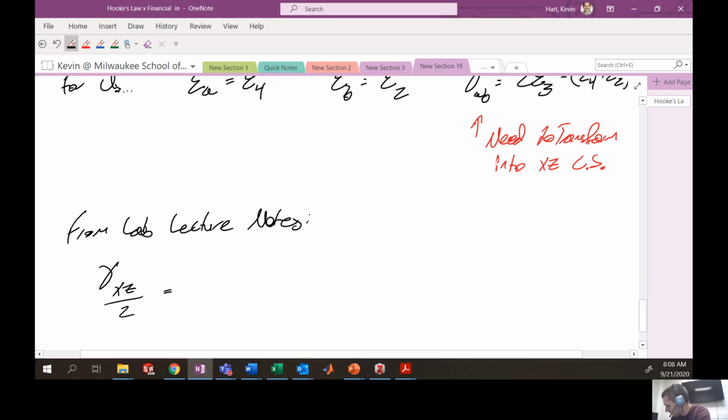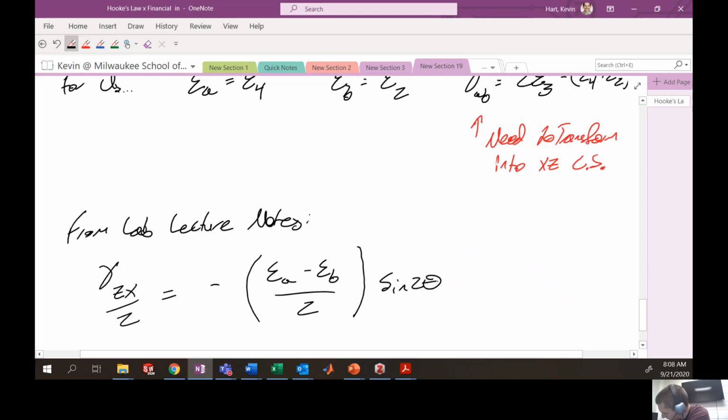Let's actually do it this way. This is actually a little bit more accurate. It's negative (epsilon A minus epsilon B) on 2 times sine of 2 theta, plus gamma AB on 2 cosine 2 theta.